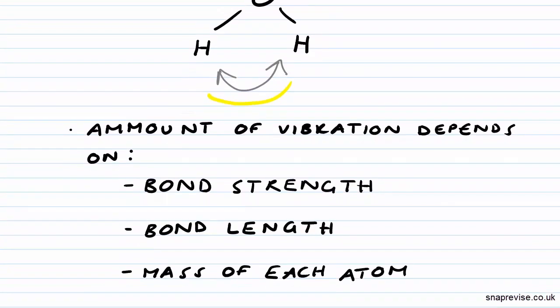Now, the amount of vibration depends on three main factors, and these are bond strength, bond length, and the mass of each atom. And the absorbed energies can be displayed as an infrared spectrum or an IR spectra, which we'll have a look at now.